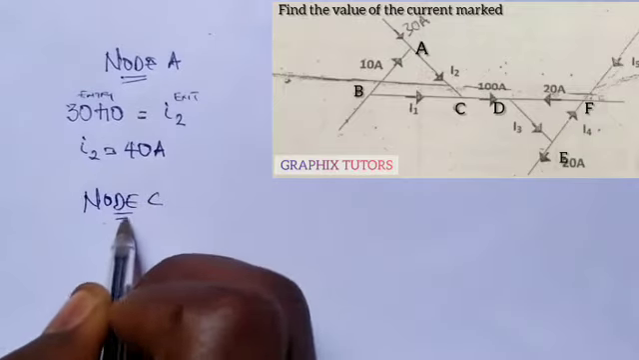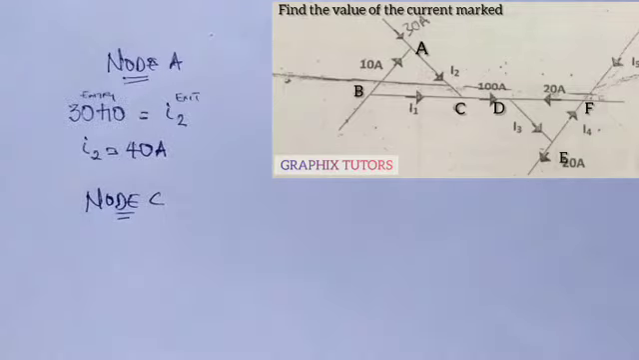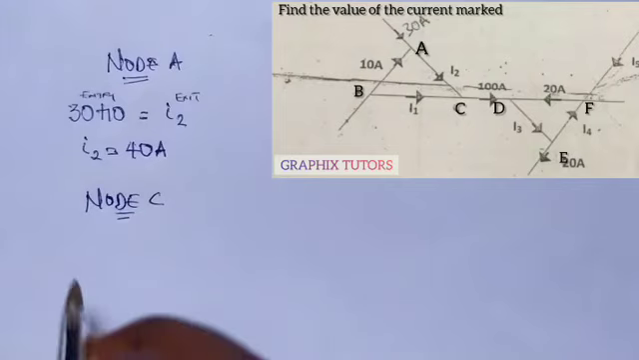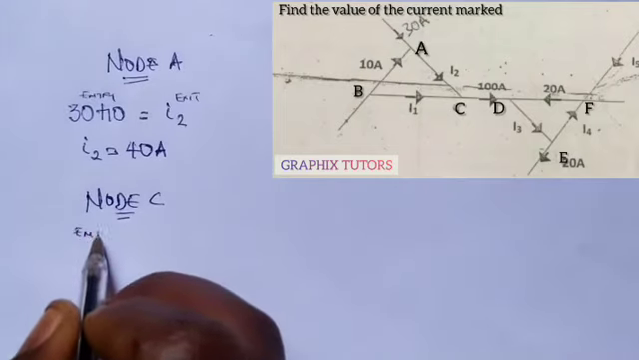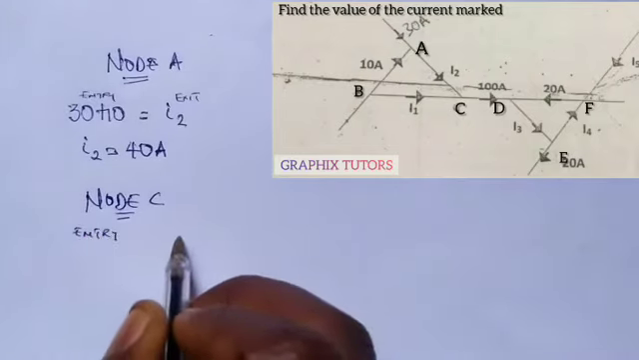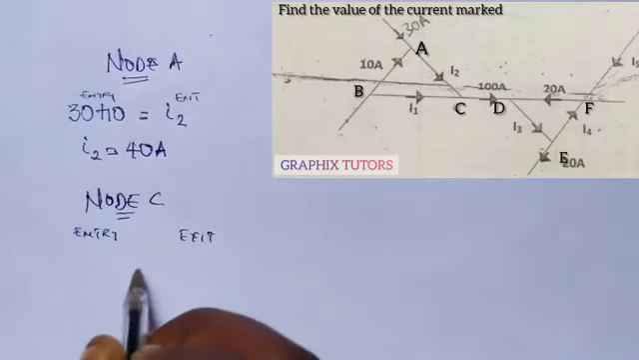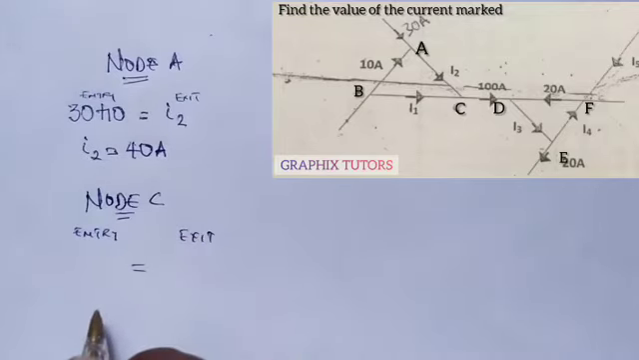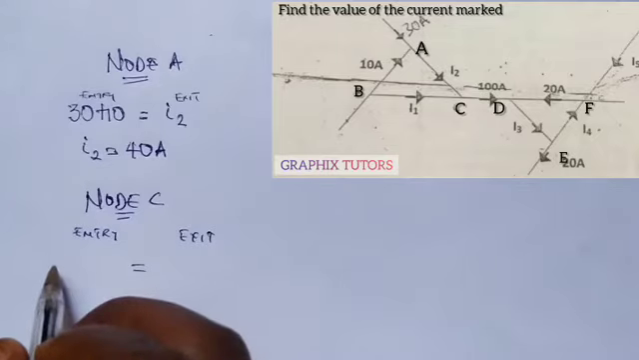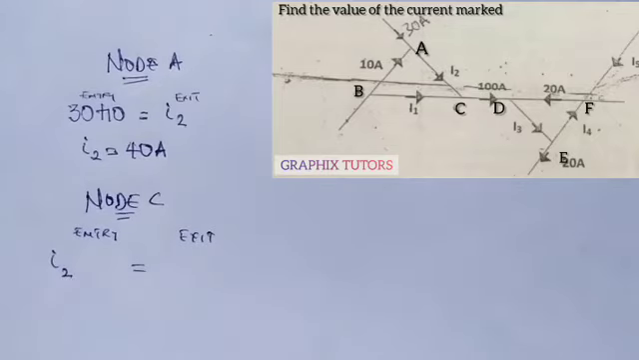Node C, we have I2. I have my entry. You don't really have to write this, I'm just going to show you. And I have my exit, right? So at the entry, I2 is pointing to C. Since we are considering node C, I2 is pointing to C, so it means it's entering. So I'm going to put I2 here, right?